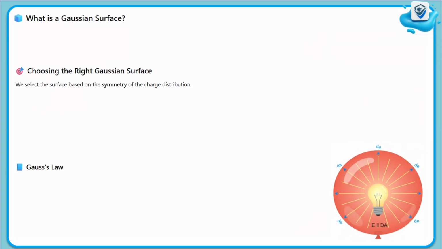In this lesson, we're going to learn one of the most powerful topics in electrostatics, Gauss's law. But before we use the law, we first need to understand something called a Gaussian surface. A Gaussian surface is simply an imaginary closed surface that we draw around charges to calculate the electric flux.